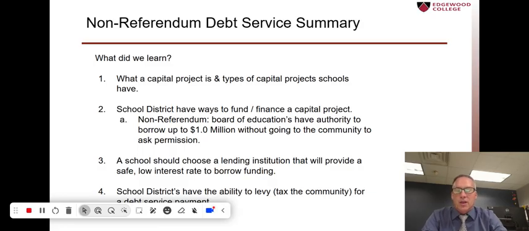We also know, and this is just by logic, that a school should choose a lending institution that will provide a safe, low interest rate for borrowing. That's just fiscal responsibility by the business manager. And we also know that paying back the annual payment, we will tax the community for this.